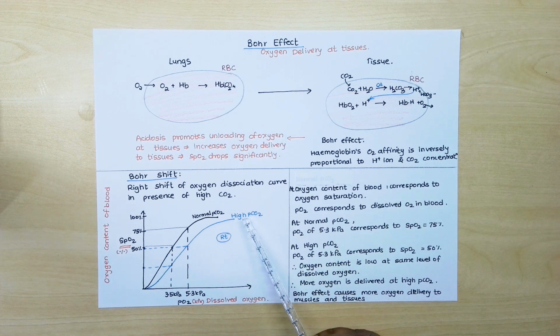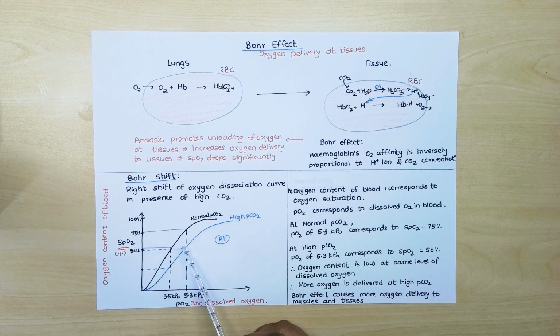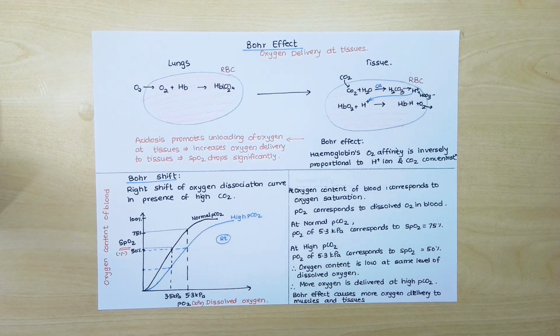At high PCO2 levels, the PO2 of 5.3 kilopascal corresponds to the saturation of 50%. So the difference between 100% and 50% is higher. It means that more oxygen is delivered to the tissues.